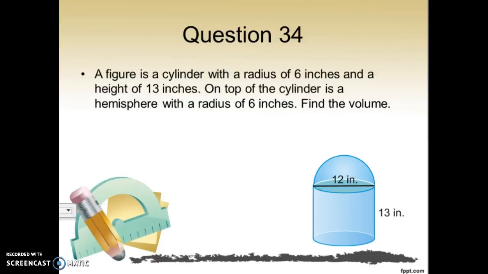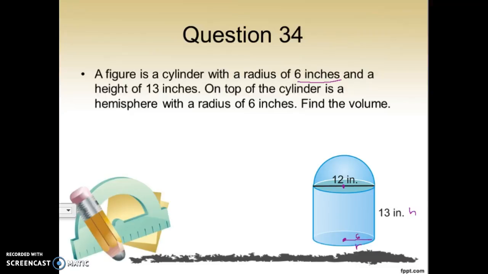All right, we have a figure that's a cylinder with a radius of 6 inches, and you'll notice that this diagram shows us the diameter, but it tells us that the radius is 6 inches. So I'm going to put a 6 right here just so I don't forget that. I'm going to underline it too, just so I can find it again. A height of 13 inches. So this is the radius, this is the height.